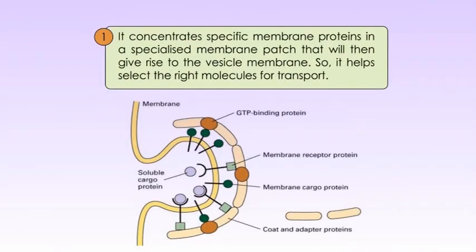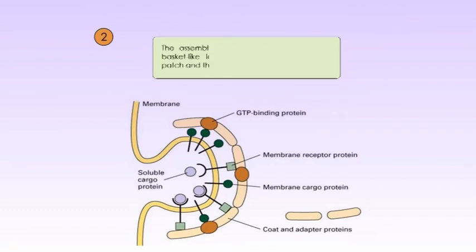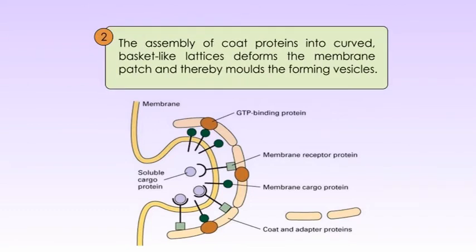The coat is thought to perform two principal functions. First, it concentrates specific membrane proteins in a specialized membrane patch that will then give rise to the vesicle membrane. So it helps select the right molecule for transport. Secondly, the assembly of coat proteins into curved basket-like lattices deforms the membrane patch and thereby molds the forming vesicles.